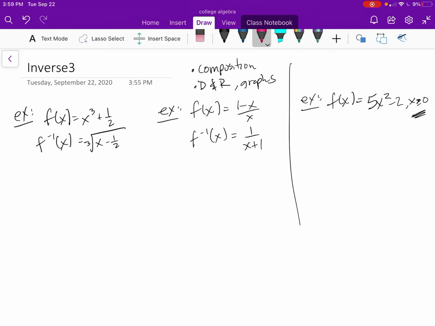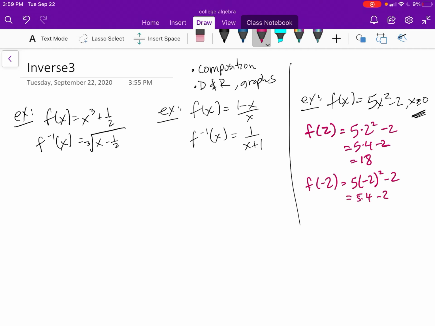So if I thought, f of 2 would yield me 5 times 2 squared minus 2, so that'd be 5 multiplied by 4 minus 2, which is 18. But f of negative 2 would yield 5 times negative 2 squared minus 2, which would yield the same thing, right? Because this is 4. 5 times 4 is 20, minus 2 is 18.